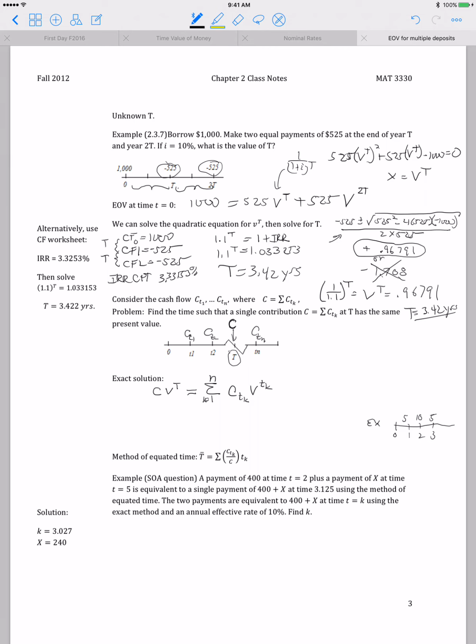exponential equation. So if I divide both sides by C, I'm just multiplying this sum by 1 over C. I'm going to distribute that 1 over C to each term in the sum using the distributive property of multiplication. So it looks like this. And then I need to take the natural log of both sides and bring the power down. So I'll do that. Okay, and then divide by the natural log of v. So I can solve that exactly, it's no problem.